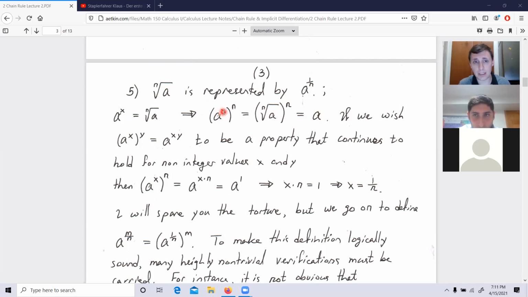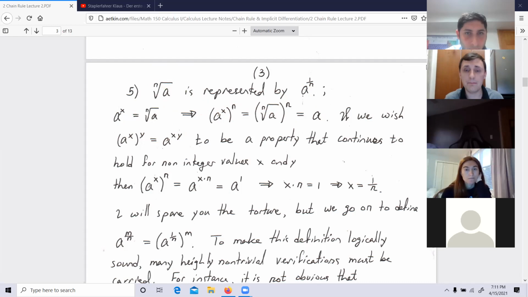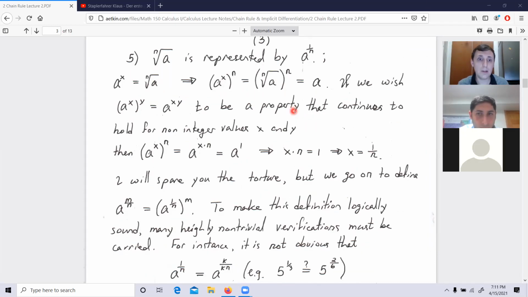But if we believe that for all values the rule holds, so a to the x to the y should be a to the x times y, that means that n times x should equal to the power 1, which means x is equal to 1 over n. You're with me, guys? I'm not saying anything too confusing. You see that?